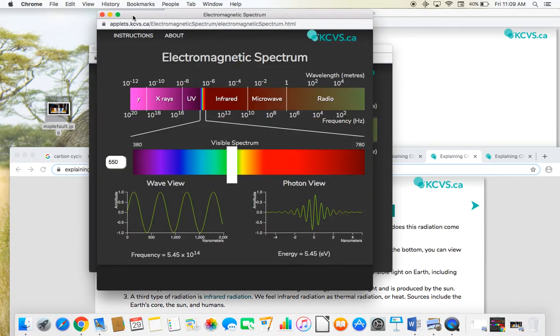No, that's not it. This is it. Okay, here's the electromagnetic spectrum. You learned about this in grade 8.